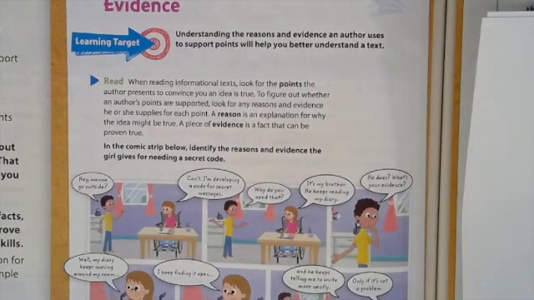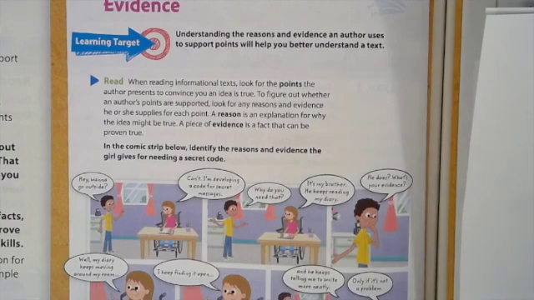So our learning target says understanding the reasons and evidence an author uses to support points will help you better understand a text. When you're reading informational text, look for the point the author presents to convince you an idea is true. To figure out whether an author's points are supported, look for any reasons and evidence he or she supplies for each point. A reason is an explanation for why the idea might be true. A piece of evidence is a fact that can be proven true.